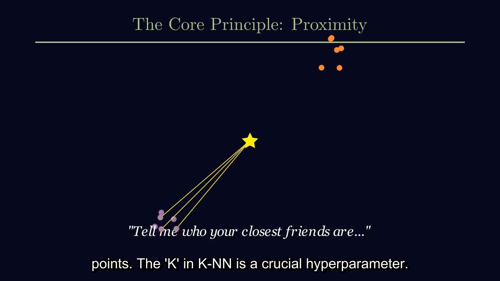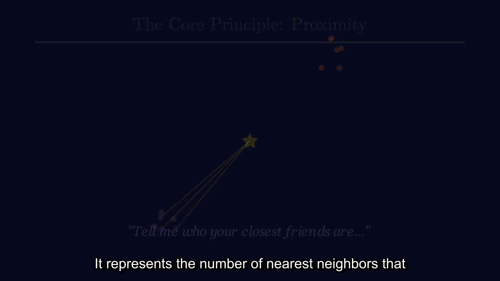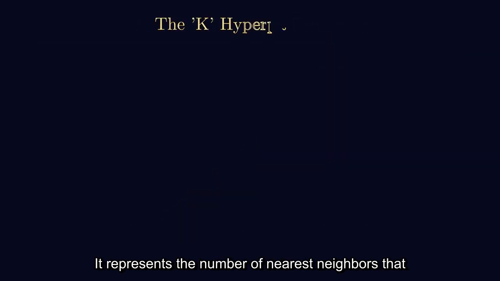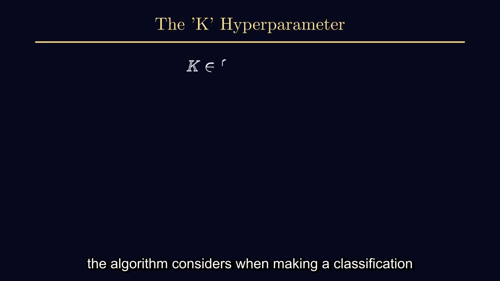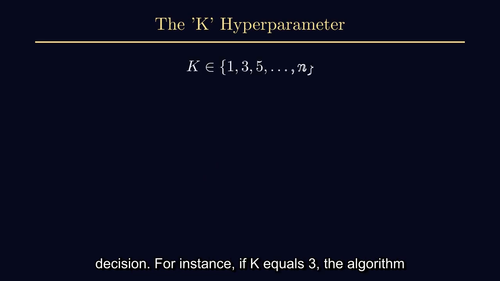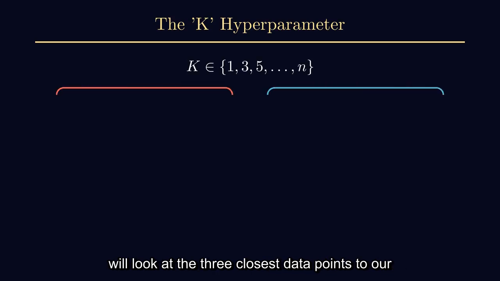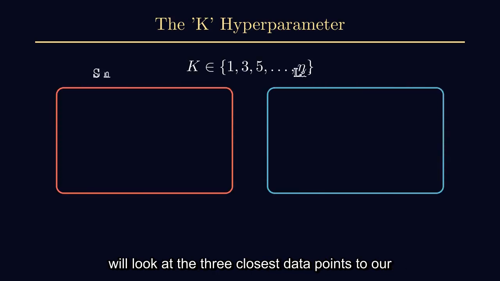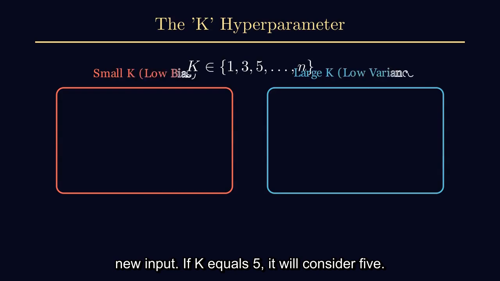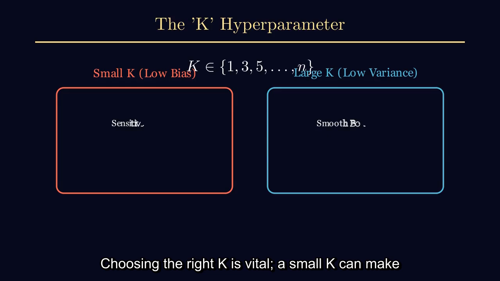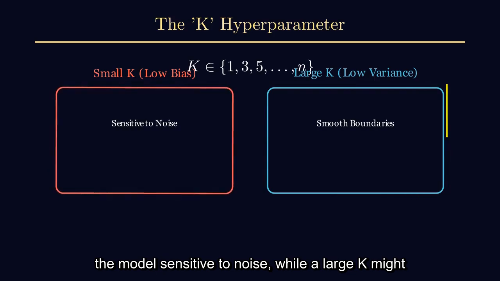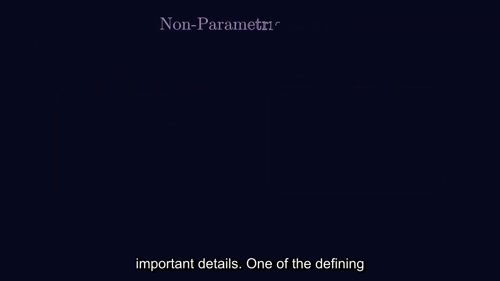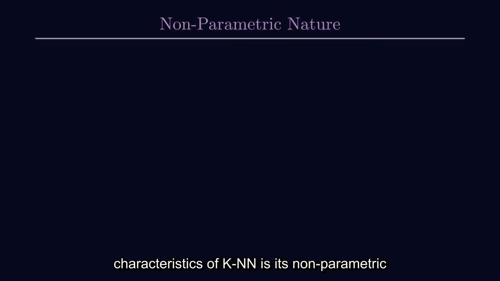The k in KNN is a crucial hyperparameter. It represents the number of nearest neighbors that the algorithm considers when making a classification decision. For instance, if k equals 3, the algorithm will look at the 3 closest data points to our new input. If k equals 5, it will consider 5. Choosing the right k is vital. A small k can make the model sensitive to noise, while a large k might smooth out local structures, potentially overlooking important details.